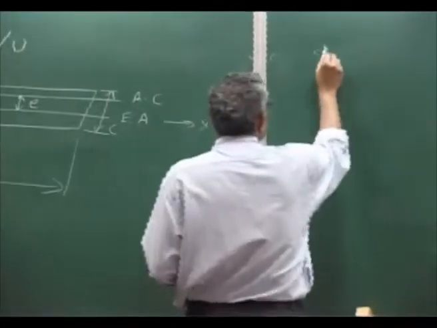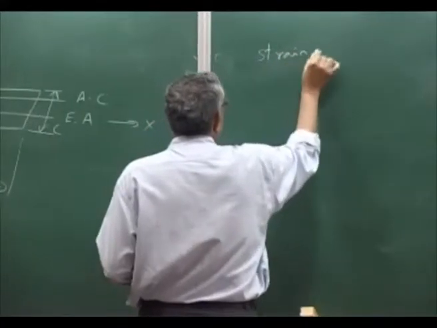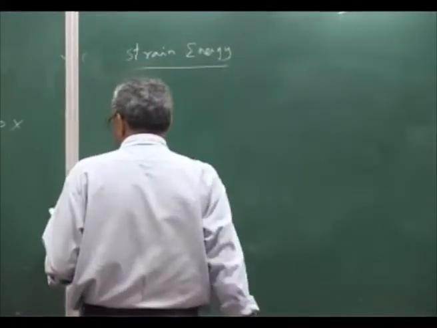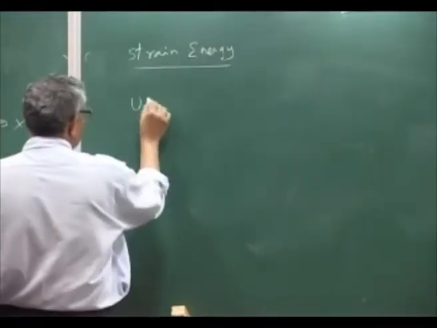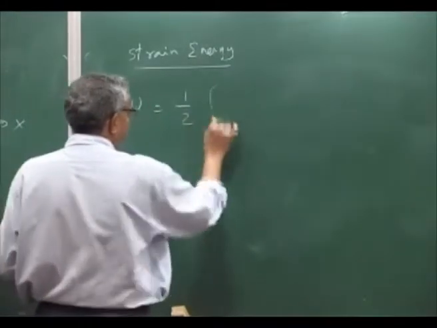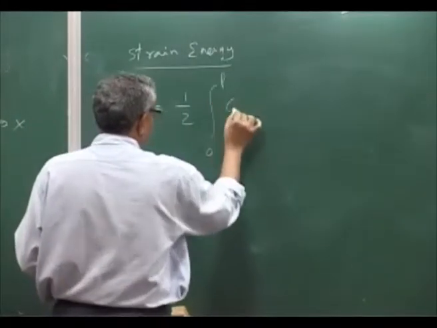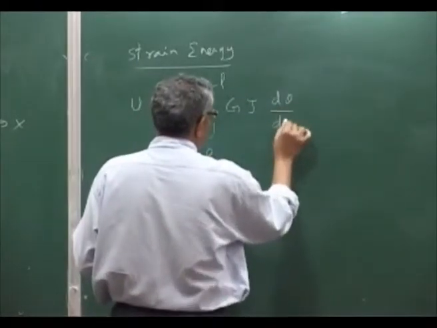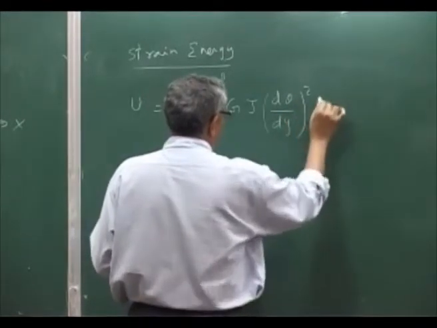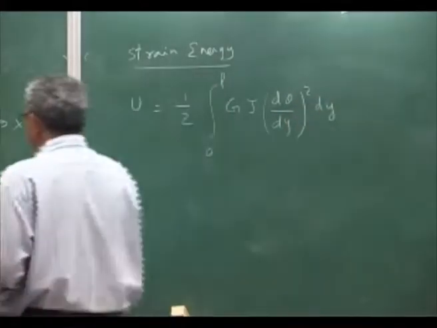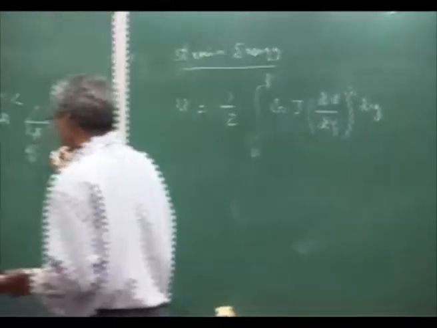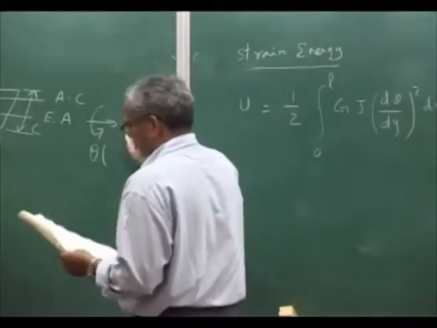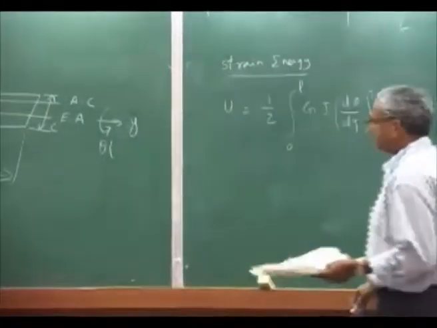The strain energy expression will be U. Please understand, you have to now write the strain energy expression for the twist, which is because this is the twist theta, which is a function of y. Okay, this is y I have used, so let me use y only. Okay, it doesn't matter.